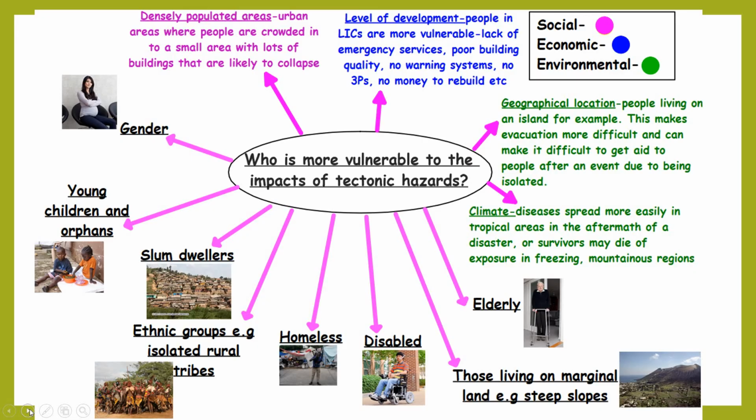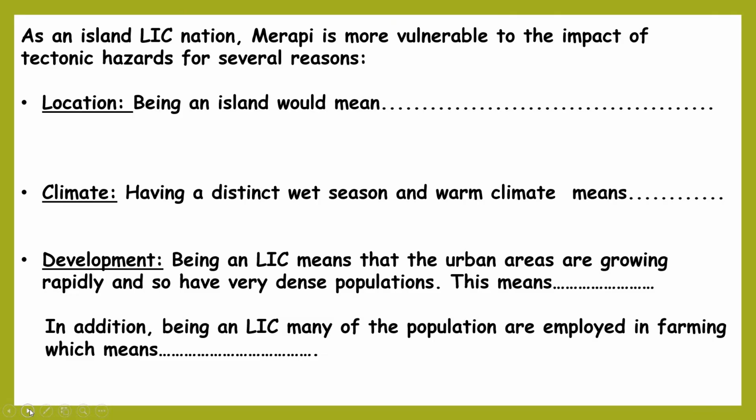So when it comes to Java being really vulnerable to the impact of tectonic hazards, it's very vulnerable for several reasons. Okay, so its location, being an island, would mean... The climate, having a distinct wet season and warm climate, would mean... The development, we know we've looked at this previously.